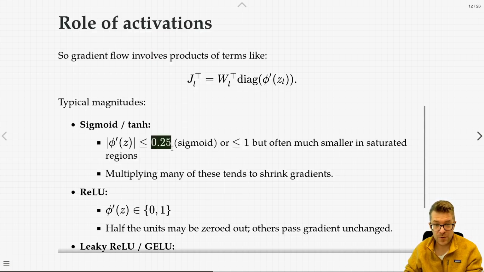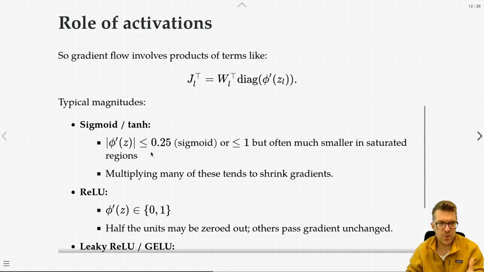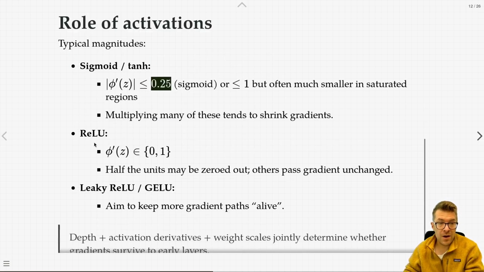Generally, it's going to be less than 0.25, or less than or equal to 1 in the tanh case. But this is often going to be much smaller in regions where the sigmoid function is changing rapidly. We'll leave it there, but we understand what the typical magnitudes are going to be for the derivatives of nonlinear activation functions sigmoid and tanh. If you multiply 1/4 by 1/4 by 1/4 by 1/4 with each other, this is going to shrink the gradients. Along comes ReLU.